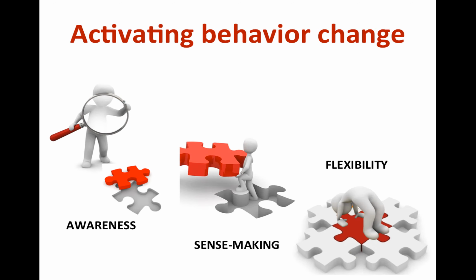So what we saw in previous tutorials is how we can use RFT principles to activate behavior change. We organize the activation of behavior change in three therapeutic processes. First, increasing functional contextual awareness. Then, promoting functional sense-making. And finally, increasing response flexibility. So these processes are useful to gain insights and begin to engage in new responses, but often changing a behavior requires more work.